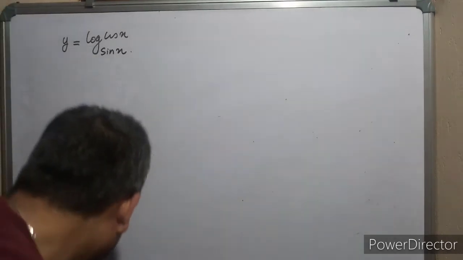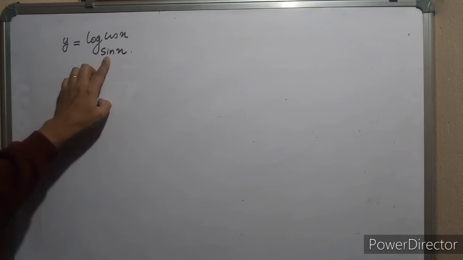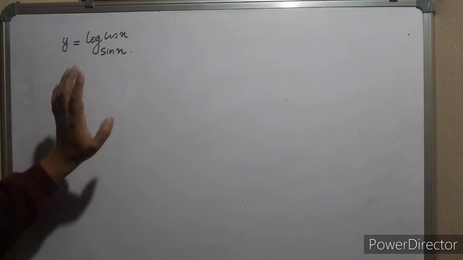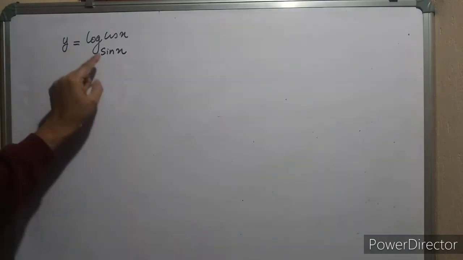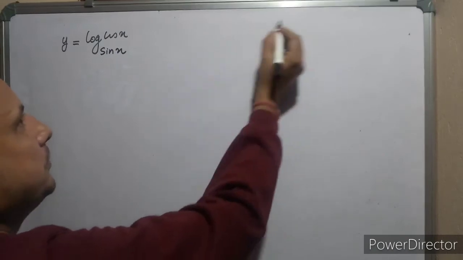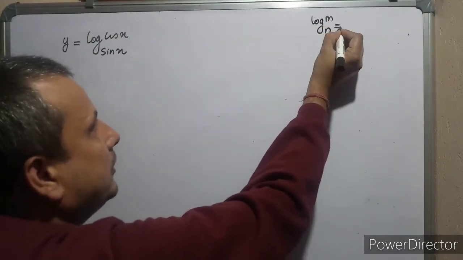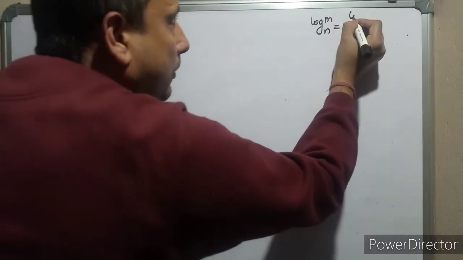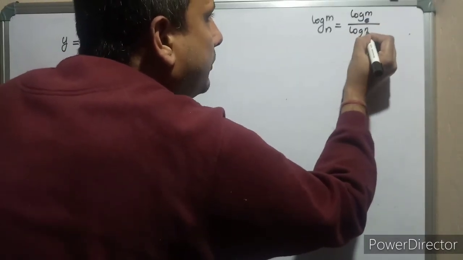Now in this question also, the question is in a different form. y is equal to log of cos x to the base sin x. Over here the base is sin x, but we cannot differentiate with any base. Clear? We have to convert the base in terms of e. So I'll use this property. The question is given in this form, log m to the base n. So I'll use this property: log m to the base e divided by log n to the base e.